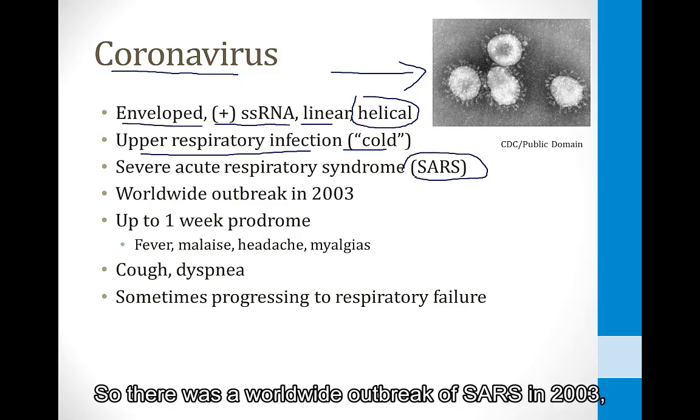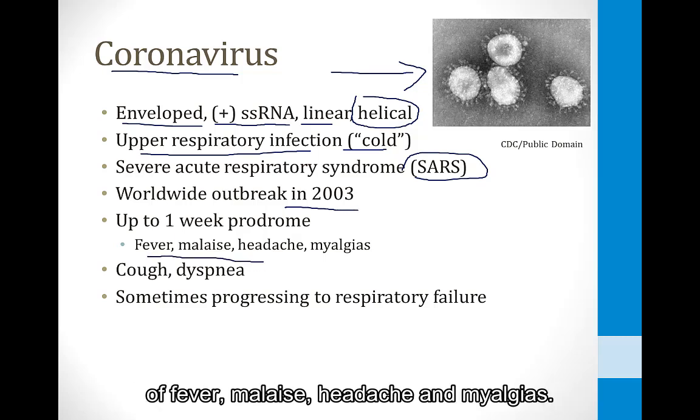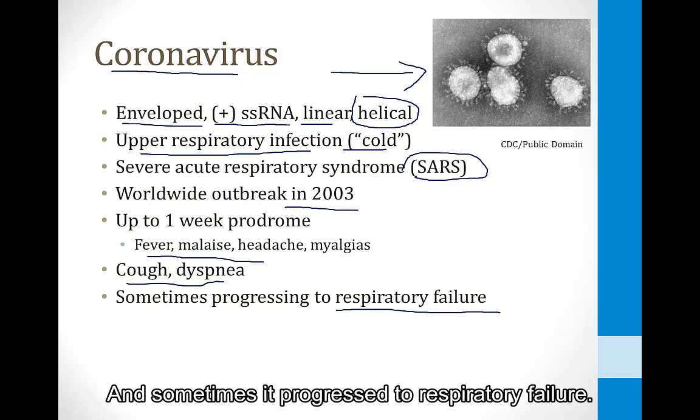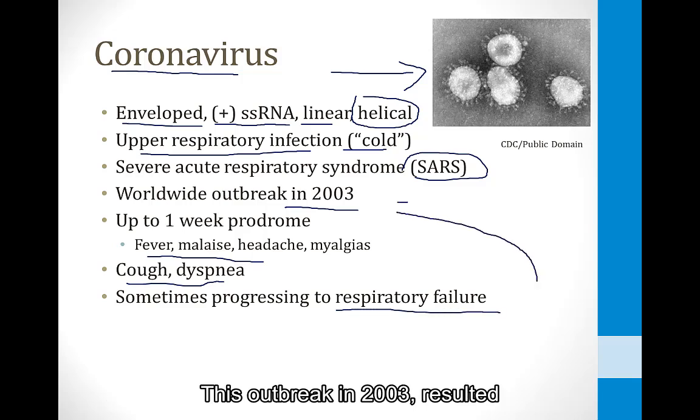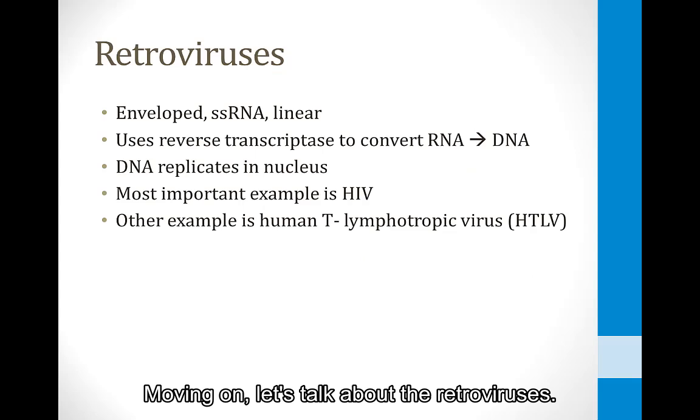So there was a worldwide outbreak of SARS in 2003 where patients developed a 1-week prodrome of fever, malaise, headache, and myalgias. Then they would develop cough and dyspnea, and sometimes it progressed to respiratory failure. This outbreak in 2003 resulted in a lot of people being quarantined and a lot of fear about the virus being spread around.